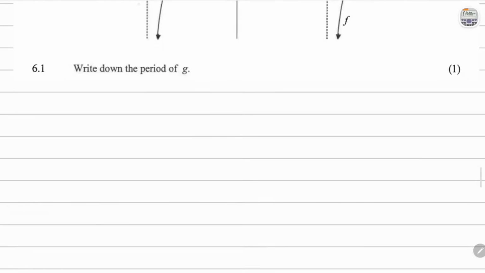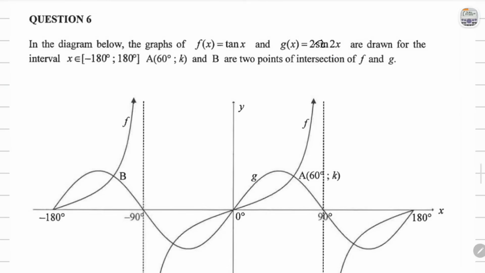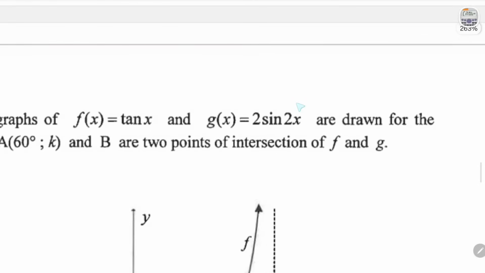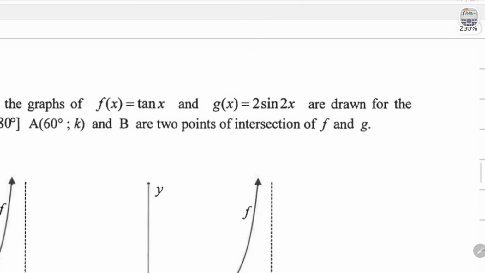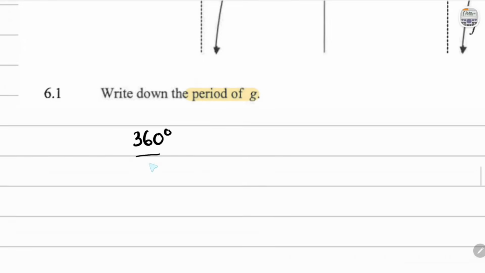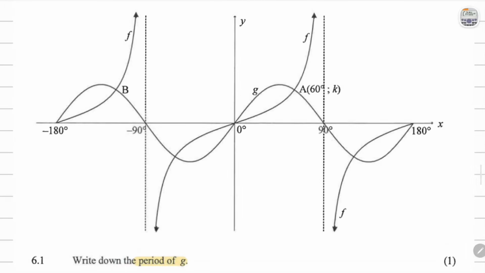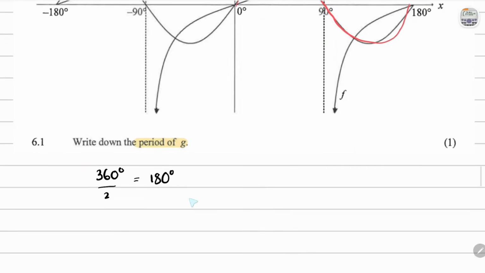Okay, so the period of a graph is how long that graph takes to complete a single cycle. So the graph of g is a sine graph, and it is 2 sine 2x. A natural sine graph takes 360 degrees to complete a cycle, but this sine graph has been altered. The period has been altered. We can see that because we have a coefficient in front of the x. So how we find out what the new period is by taking the old period divided by the coefficient of x, which is 2. So it's 360 divided by 2, which is equal to 180 degrees. So this sine graph, which was supposed to complete a cycle within 360 degrees, completes one single cycle, as we can see, within 180 degrees. And that is our answer.